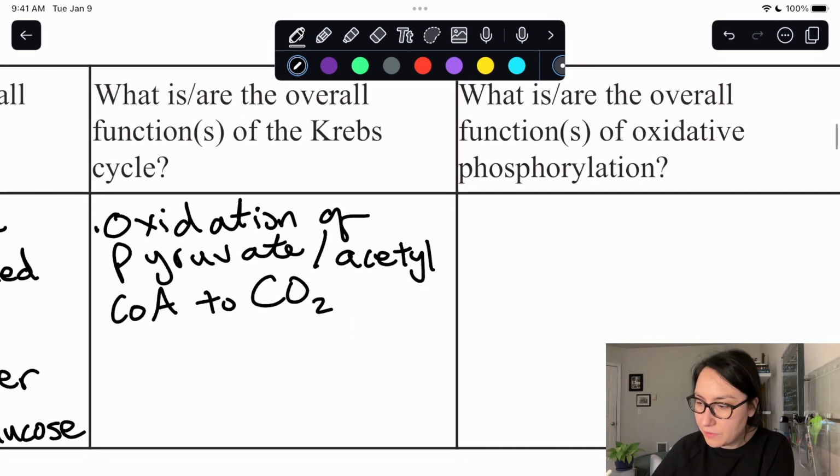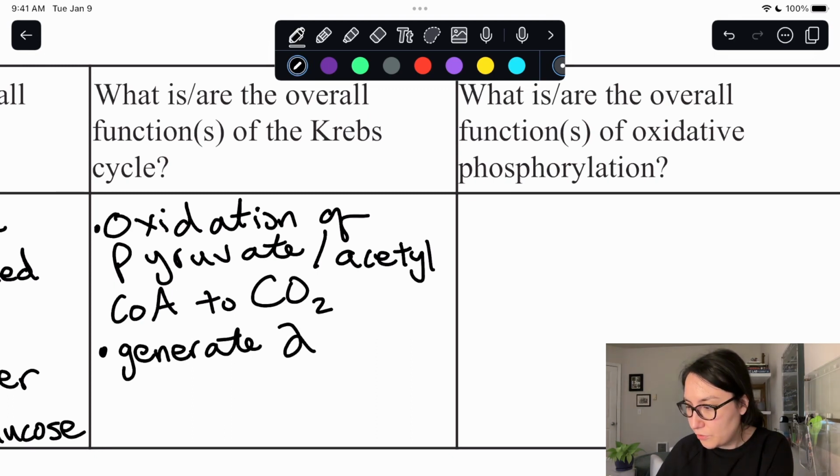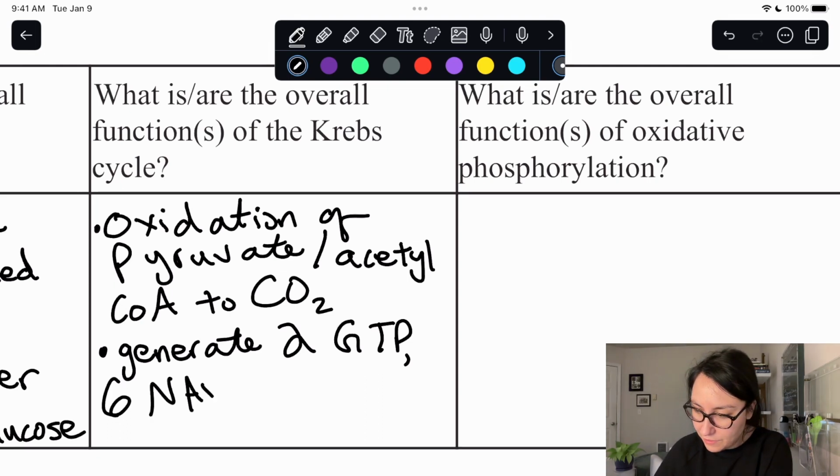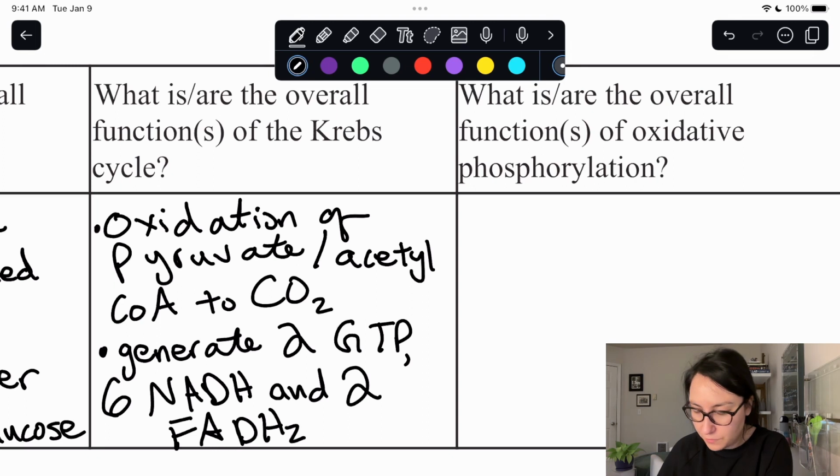It also is going to generate those 2 guanosine triphosphates, 6 NADH, and 2 FADH2 per, well, it just looks like a Z. Bad writing me. Per glucose.